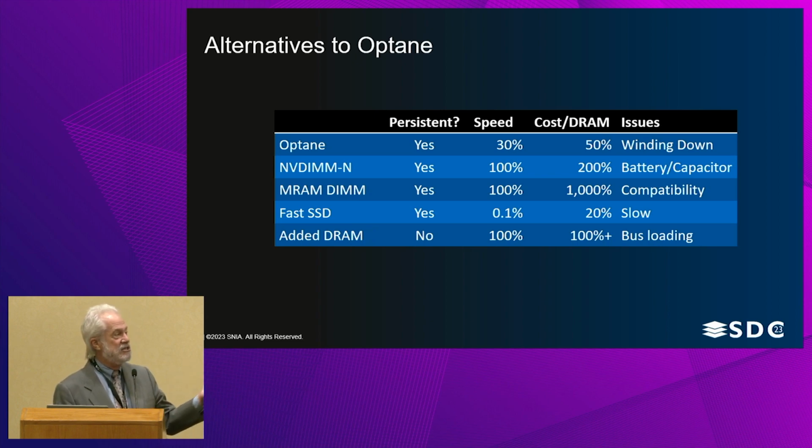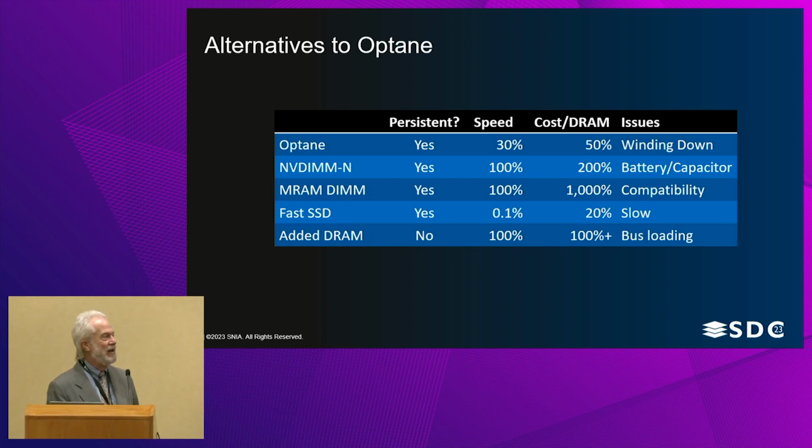And I say it costs 200% of what DRAM does, but I've heard actually that it's more like 5 times as much. And the big problem with it is that it requires a battery, which is not the most reliable component in order to do that power down backup thing.